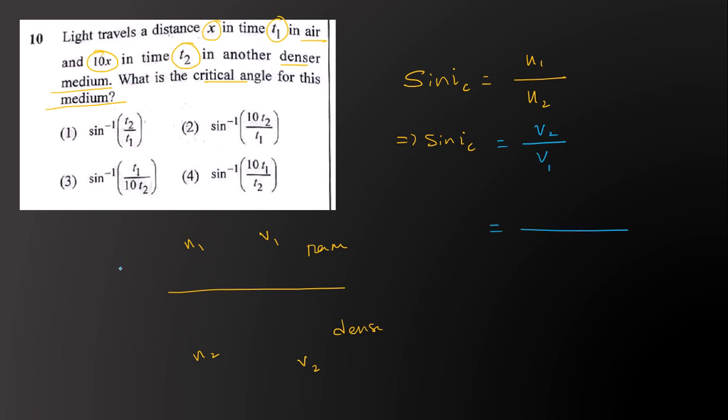In the first case, what is the speed? Rarer medium is air, so the speed is x by t1. In this case it will be equal to 10x by t2. So let me put the values. This is 10x by t2, this is x by t1. Thereby if I cancel this, it will be equal to 10 of t1 by t2, so sine of the critical angle. So I think option number 4 will be the answer. In fact, yes.